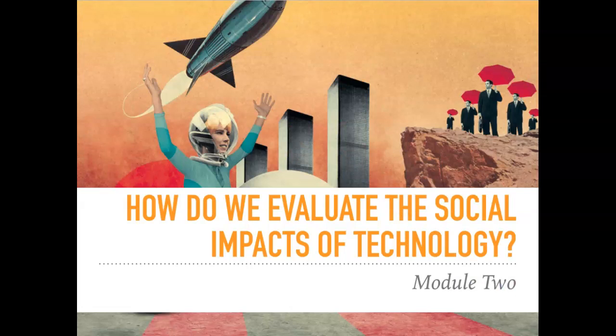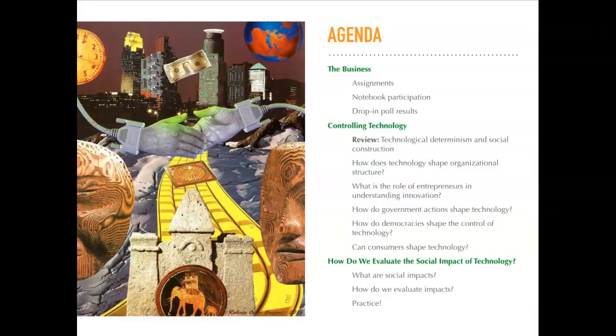Alrighty, let us settle in and start wrapping our minds around the topic for this module, which is how do we evaluate the social impacts of technology? As you can see from our agenda, we have a lot going on in this module. So I hope you're comfy with your tea and ready to learn. As we are growing accustomed to, we're going to begin our module with a little bit about the business. So some housekeeping and connecting about course materials and course assignments.